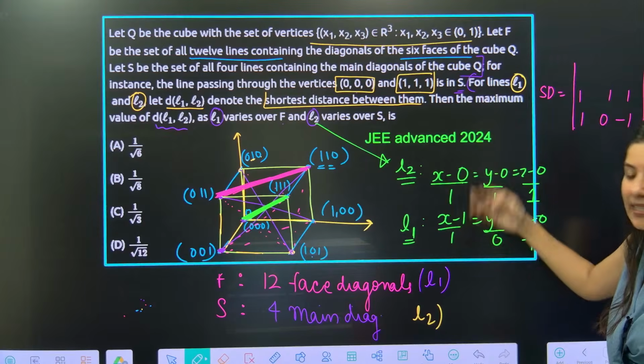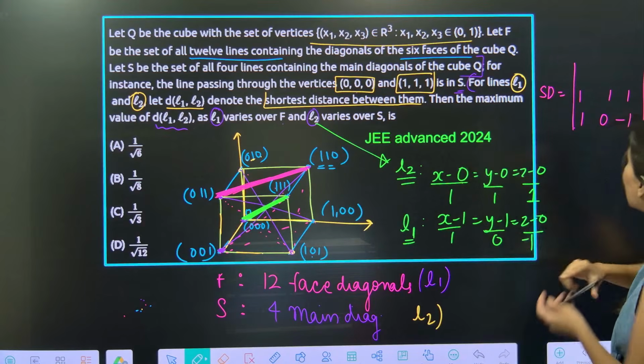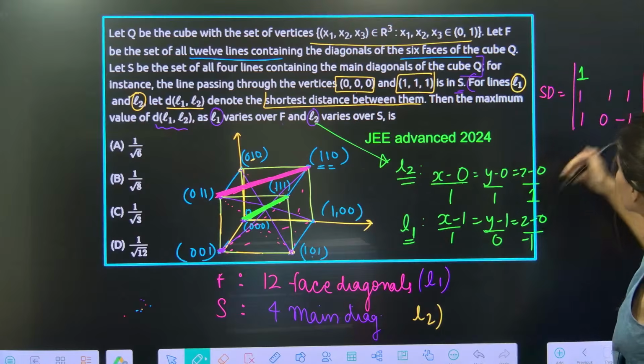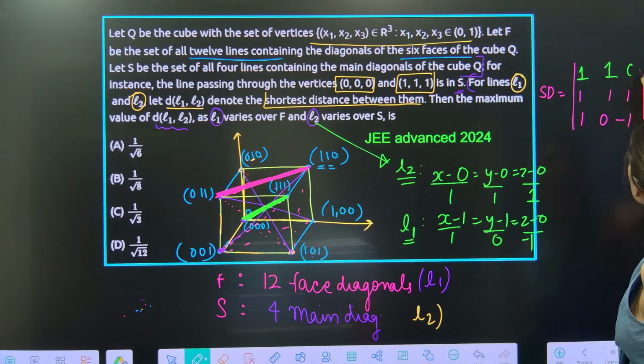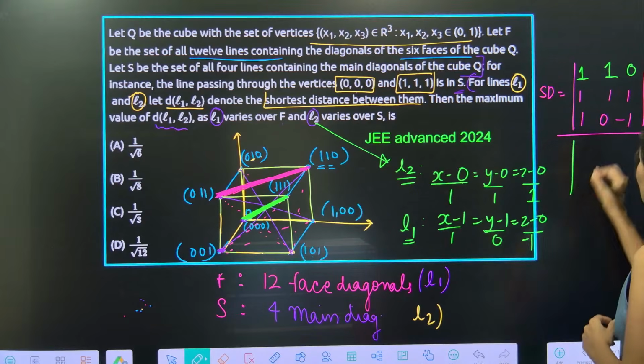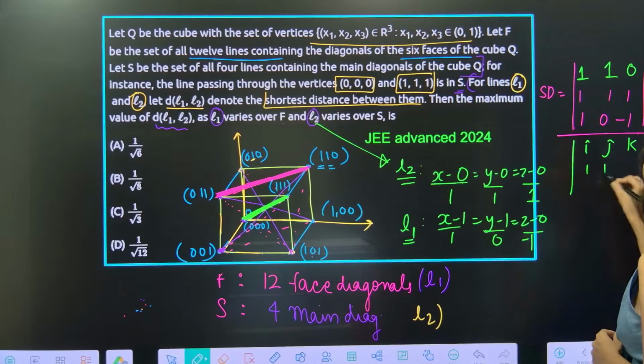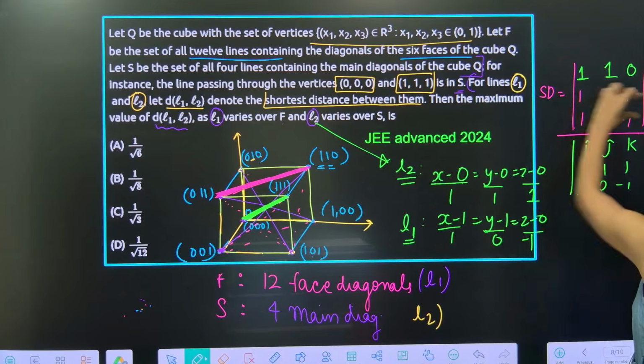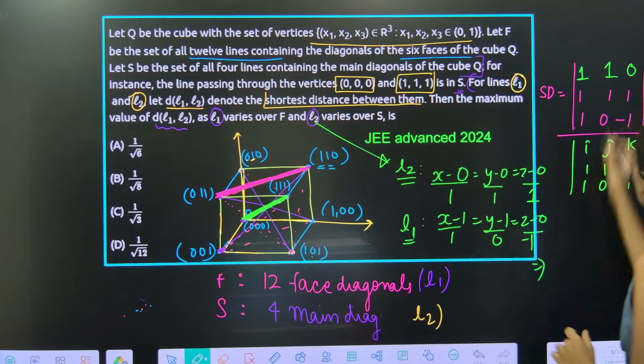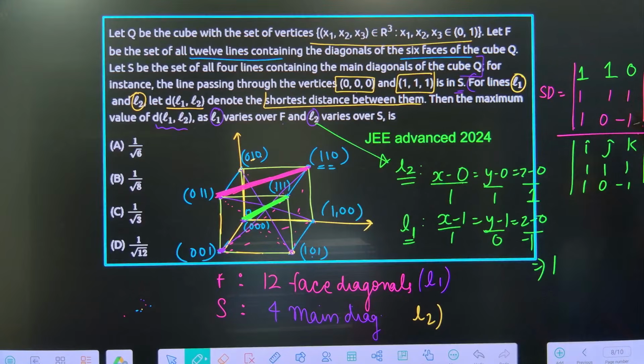Difference between x and x coordinate, right? So, 1 minus 0, 1. 1 minus 0, 1. 0 minus 0, 0. And upon the cross product between these two, again 1, 1, 1 and 1, 0, minus 1. Anyway, if you solve this, you are going to get minus 1, that's it. Minus 1. You are going to get minus 1 plus 1 upon square root of.